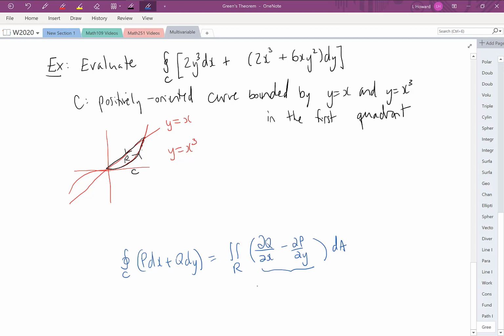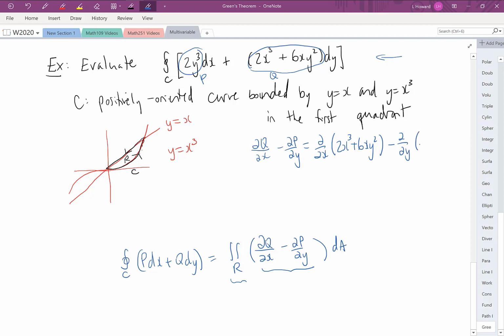We need to figure out our integrand here, and we need to figure out the region R. So let's start with our integrand. When you have your line integral written in this form, P is just a name for whatever's being multiplied with the dx, and Q is just a name for whatever's being multiplied with the dy. So let's calculate our ∂Q/∂x minus ∂P/∂y. So that is ∂/∂x of 2x cubed plus 6xy squared minus ∂/∂y of 2y cubed.